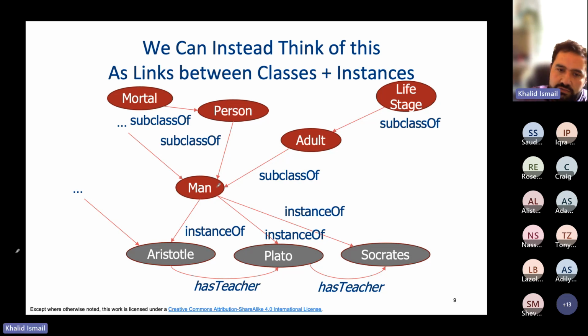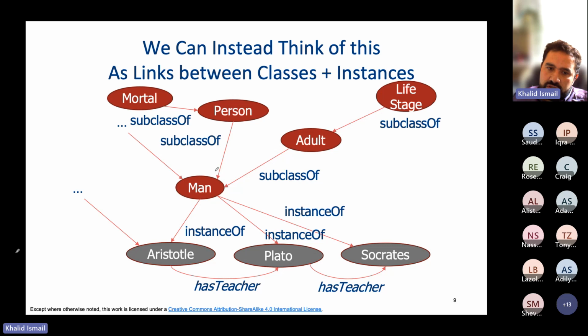You can notice here the man subclass is also a subclass of another class called adult, which in turn is a subclass of another class called life stage. The life stage class has different life stages, for example toddler, baby, teenage, and adult. So adult is a class which is a subclass of life stage, and man here is a subclass of this.